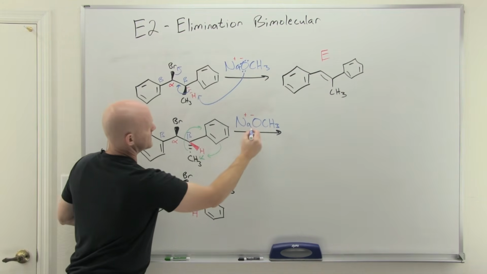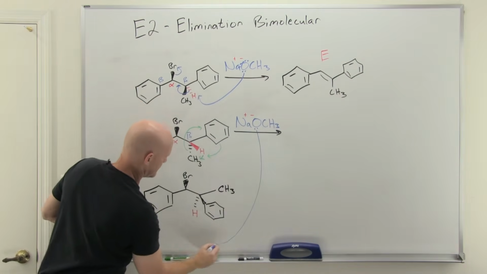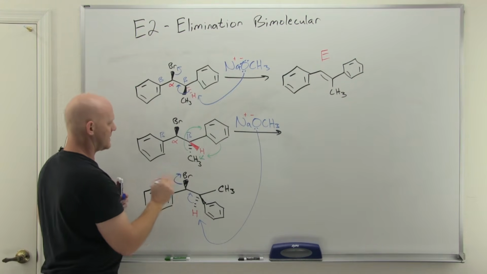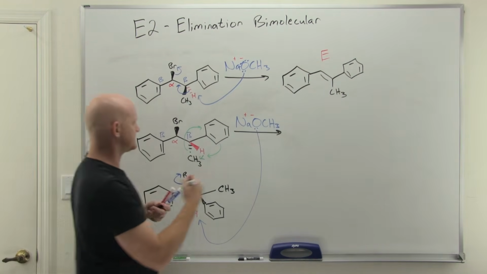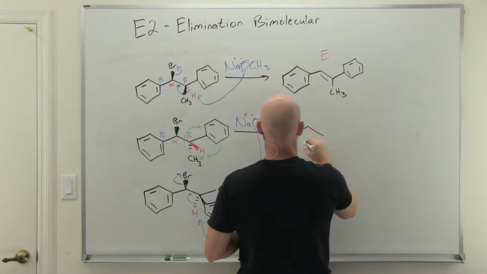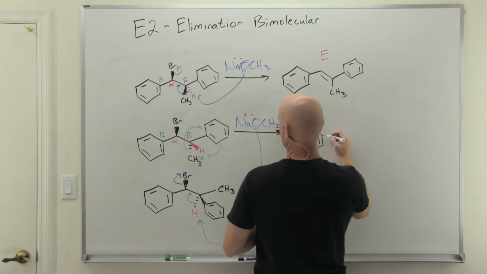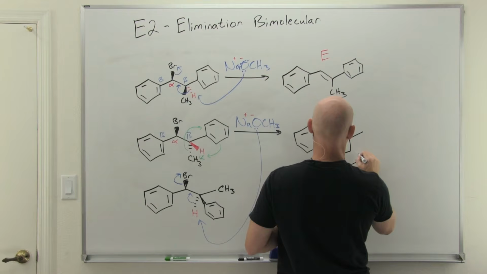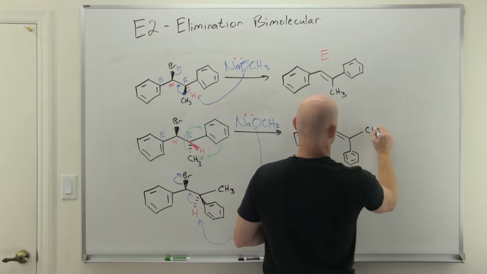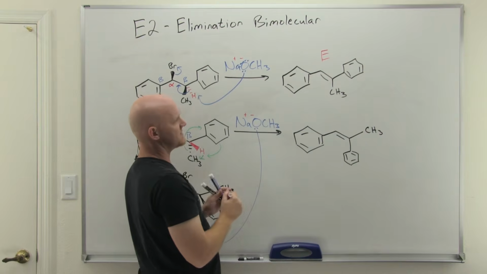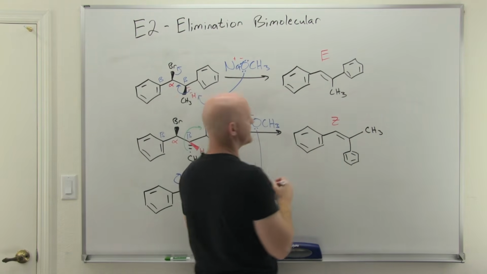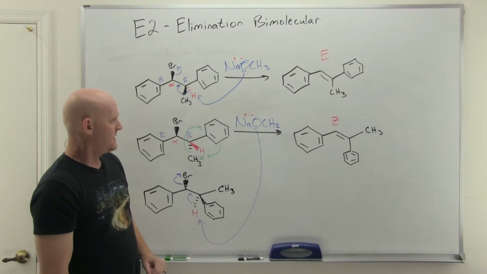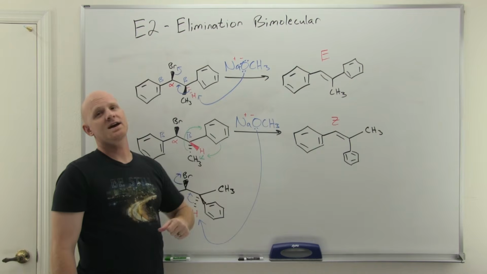And so our base again is going to come and deprotonate the anti-periplanar hydrogen, which frees up those electrons to form the alkene, causing the leaving group to simultaneously leave. And so if we draw our product out now, we see that we actually get the Z product. Now the two higher priority groups are on the same side, so they're cis to each other. And so we get the Z product. Cool, and we only get the Z. We're not going to get the E in this case at all.